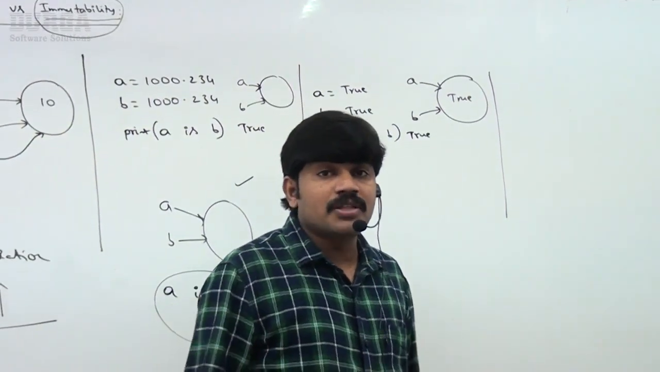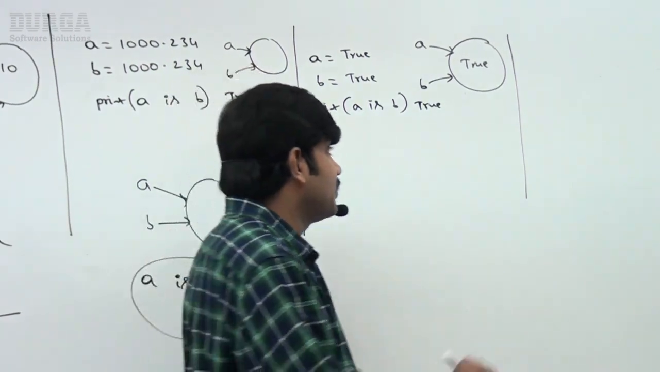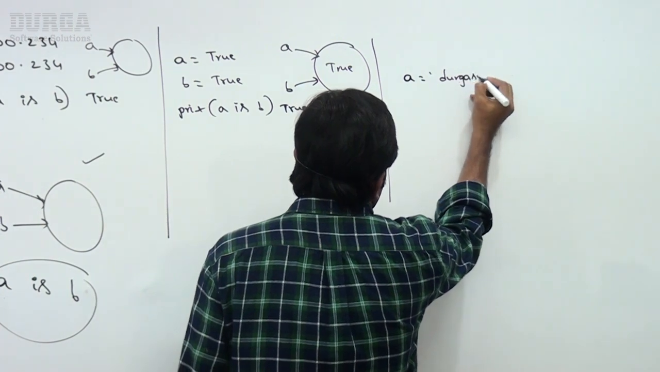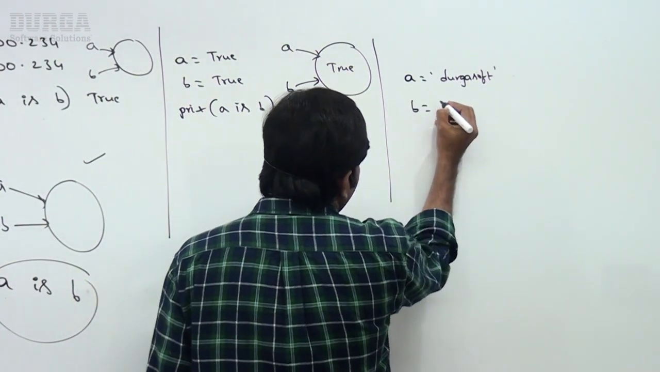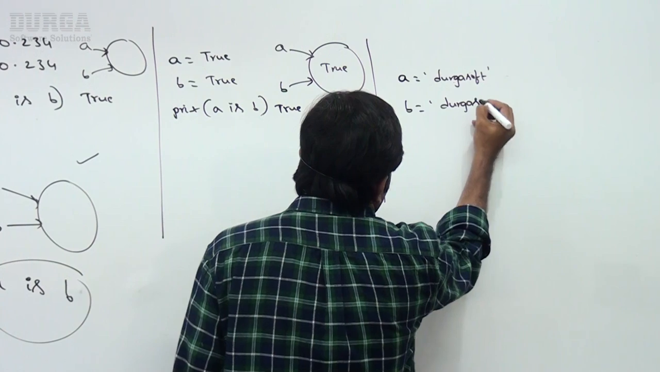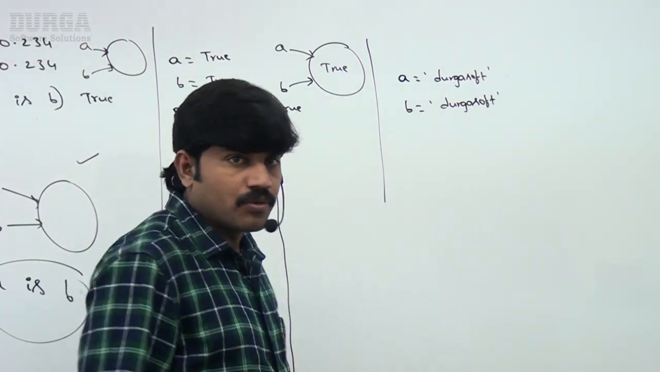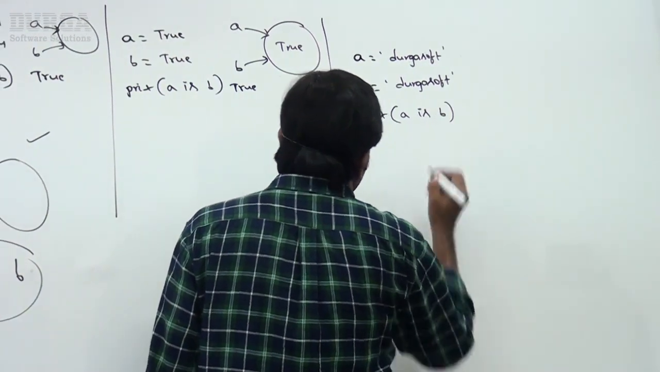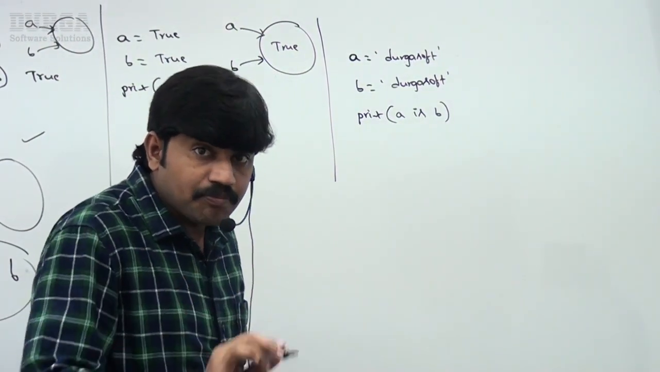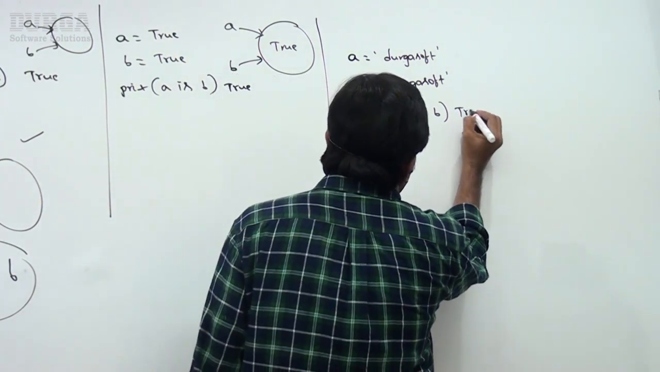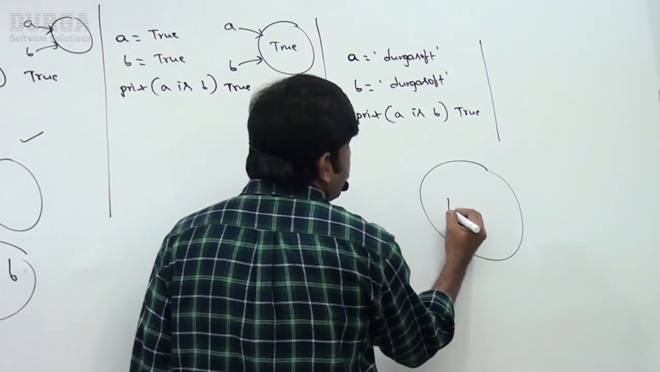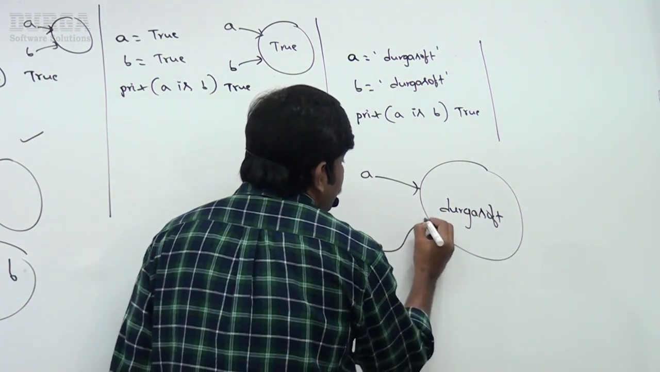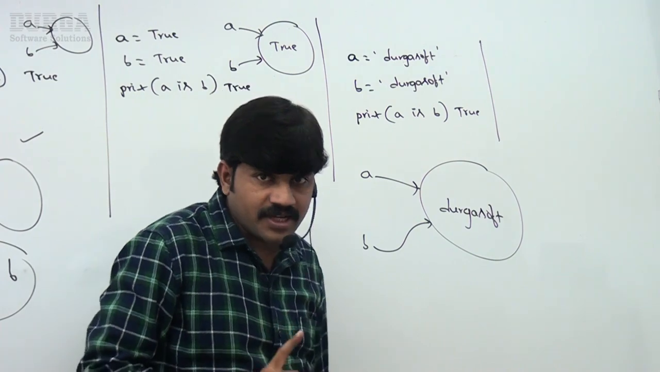What about the string case? Let me consider, sir. A is equal to Durga Soft, B is equal to Durga Soft, print of A is B. What answer are we going to get, sir? True only. Here Durga Soft is the string object. Both A and B point to the same object. Everyone can understand, right?